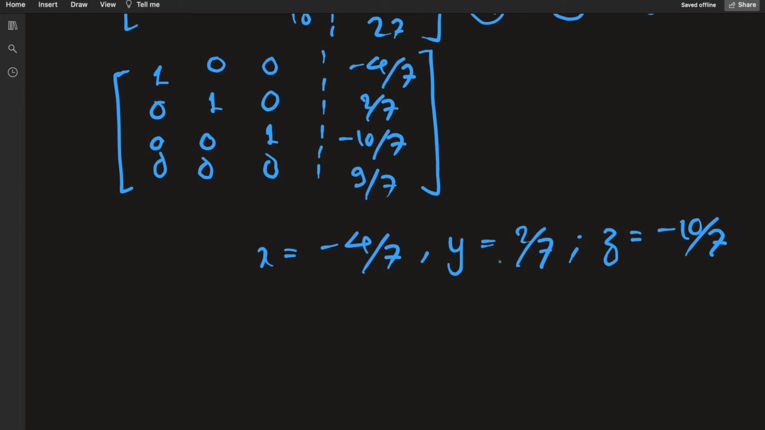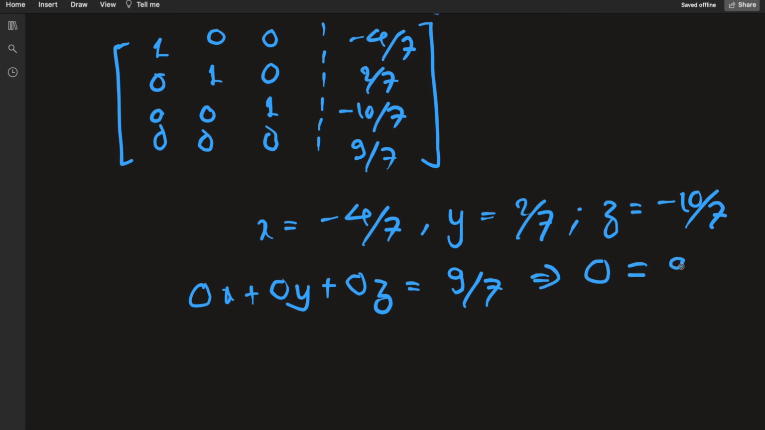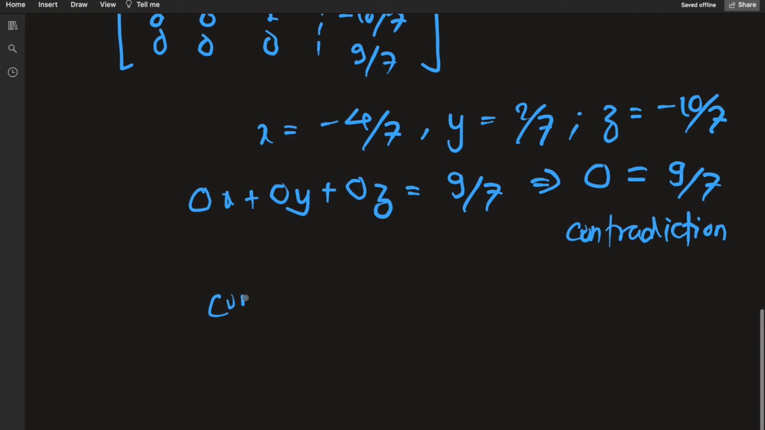Fine, I mean you can say we're done here, but the issue is the last row will be 0x plus 0y plus 0z equals 9 by 7, which basically means that 0 is equal to 9 by 7. And this is a contradiction. And whenever you have contradictions like these, despite getting values for x, y, and z, you can say that the solution is inconsistent.